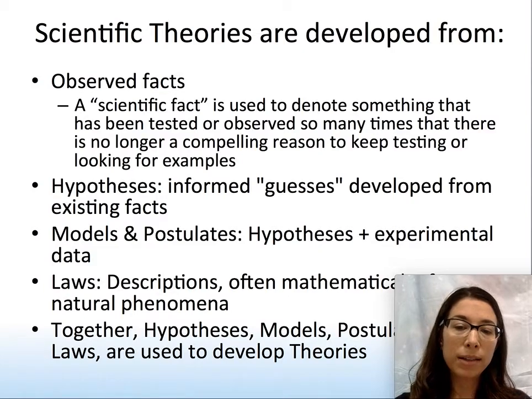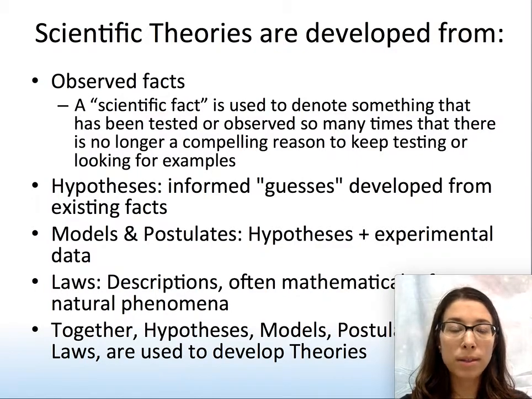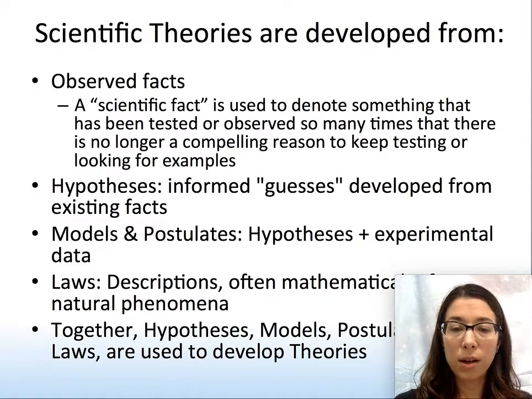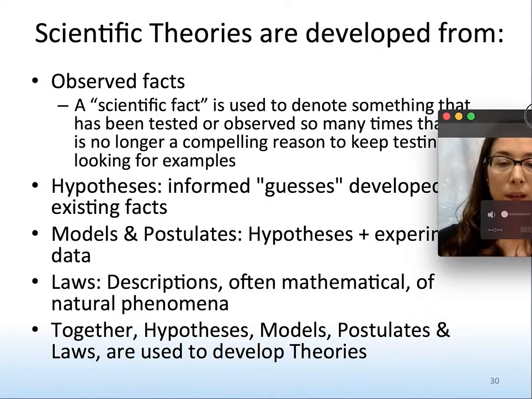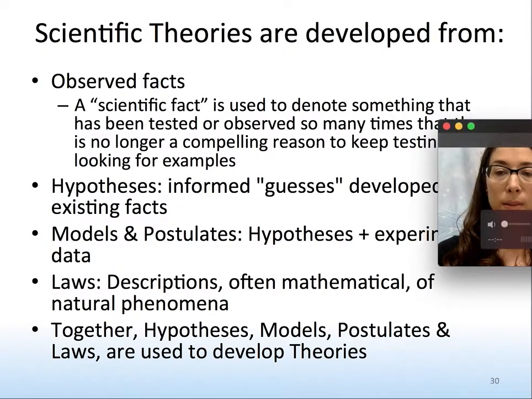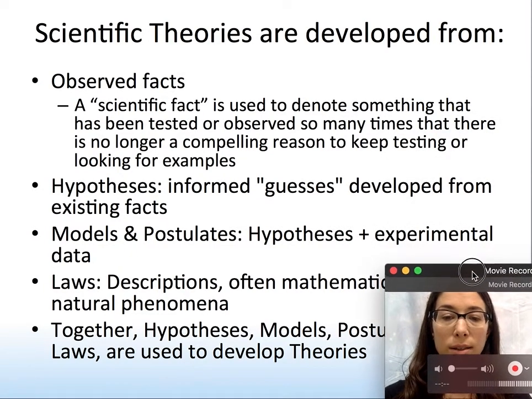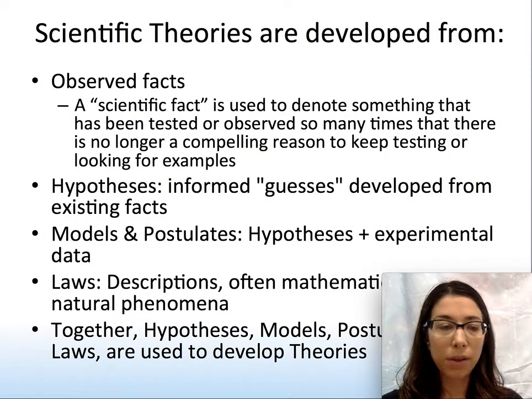Hypotheses are informed guesses developed from existing facts. We can use data and observed facts and hypotheses to create models. So a model is just a theory, right? A flow chart of how we think something works. Laws are descriptions, often mathematical, of natural phenomena. And together, hypotheses, models, postulates, and laws come together to develop theories.